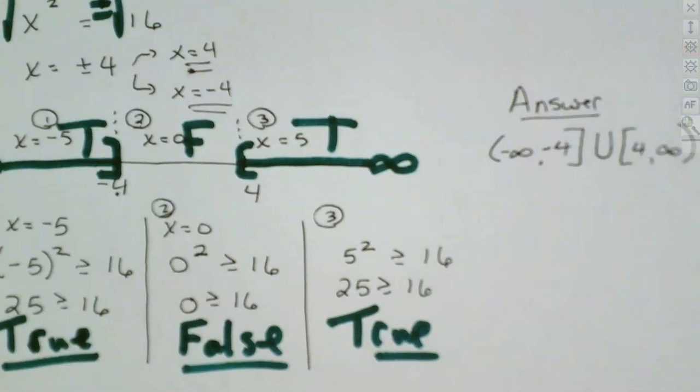So is everyone okay with how we're doing these? Whenever it's nonlinear, we solve it. We find our values, which are the critical points. We put them on a number line, and we check each region.